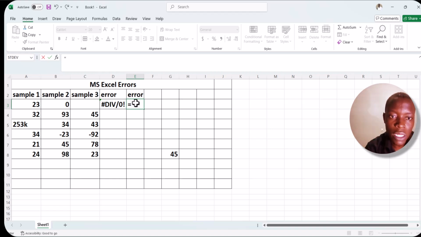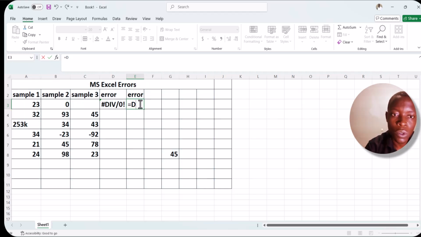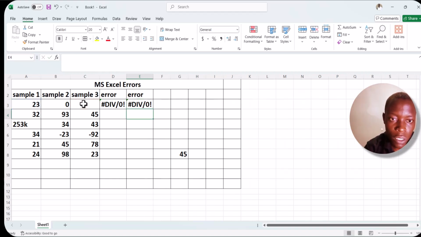Or you can also get that error when you try to divide by an empty cell. Let's say you take this one and divide by this empty cell. Automatically when you put that, you're going to get that same error.